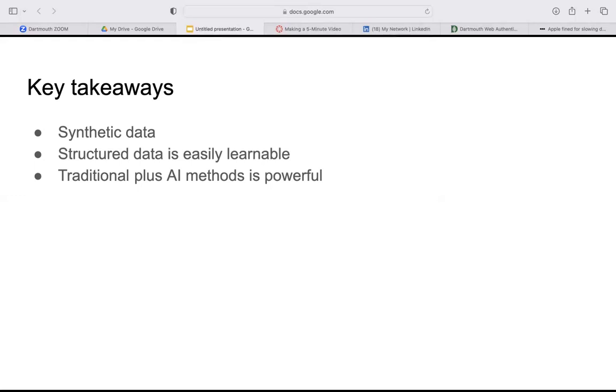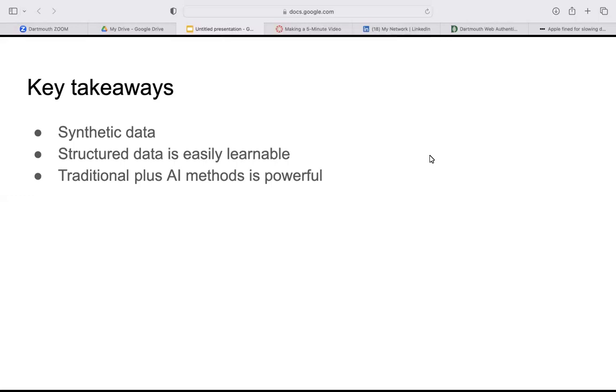The last thing that we learned is that traditional methods plus AI methods are very powerful. This is because AI is very powerful, but not super consistent, while traditional methods are not as powerful, but extremely consistent. So combining the two makes solutions that are far more effective.